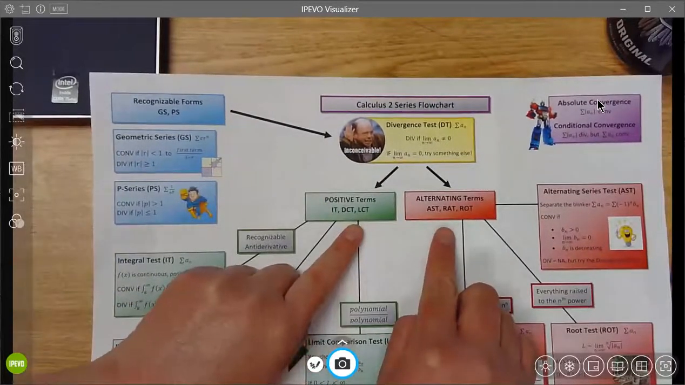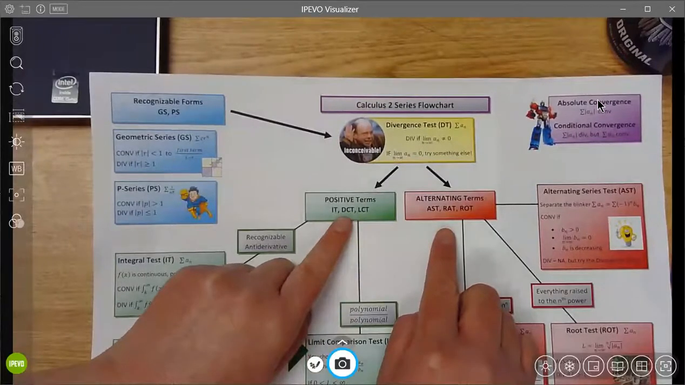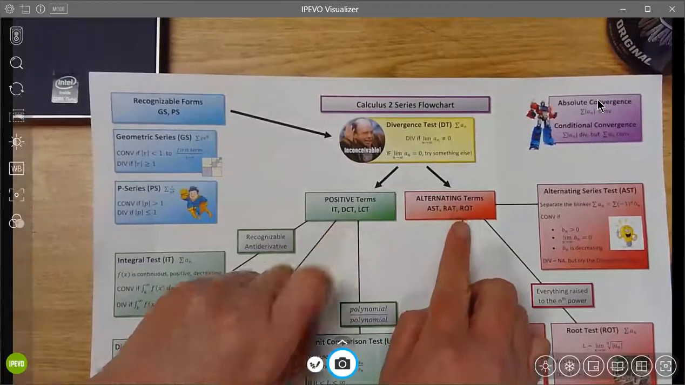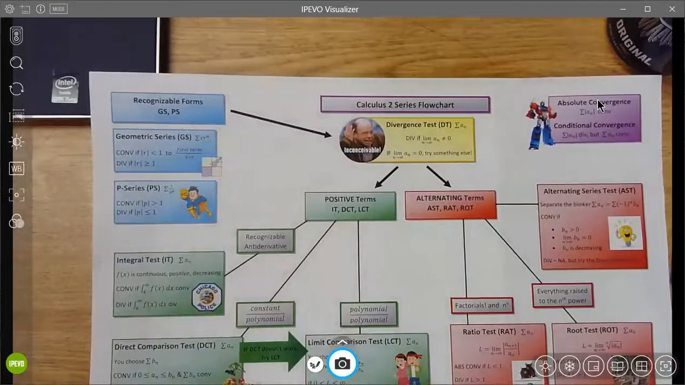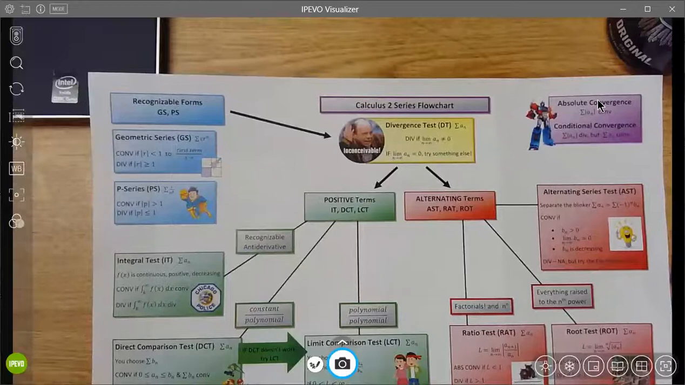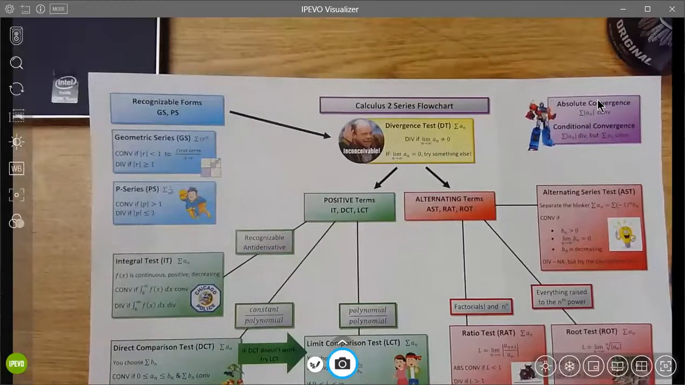So we need to look at our series and decide, are all the terms positive, or do we have alternating terms, meaning they go positive, negative, positive, negative. We're going to start by looking at the test for positive terms. We have three tests: the integral test, the direct comparison test, and the limit comparison test. We'll start with the integral test.